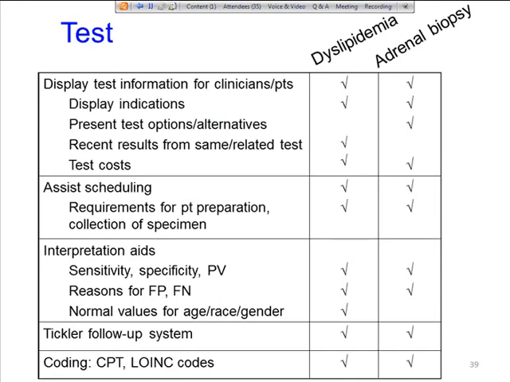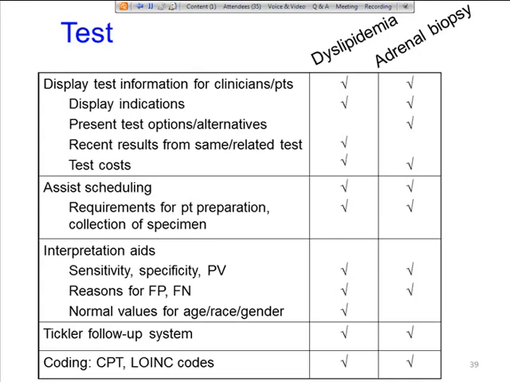If you're doing a test-style recommendation, there are a number of considerations that you may want to design into your system of decision support. We're not just talking about what happens on the computer screen, but whole systems of decision support. Whenever there's a test, whether it's for dyslipidemia or something as complicated as an adrenal biopsy, you may want to display test information for clinicians and patients, display the indications for doing the test, present test options, display somehow the recent results from the same or related tests, show test costs.